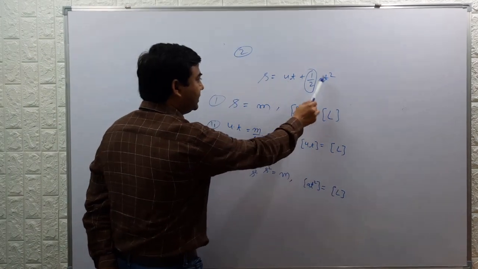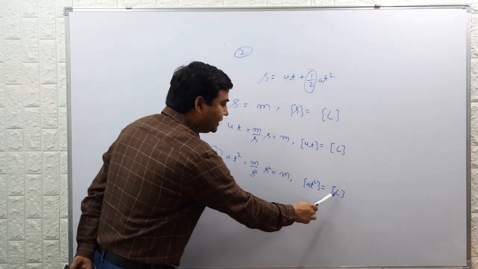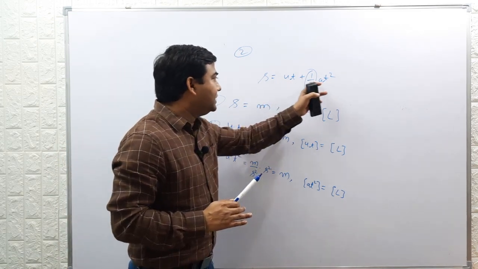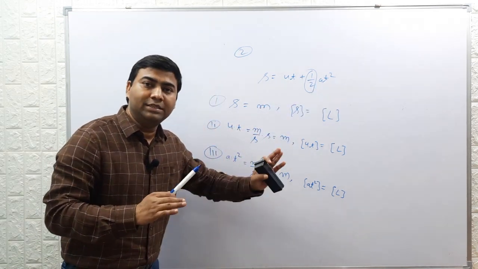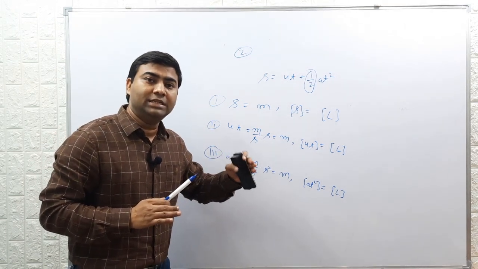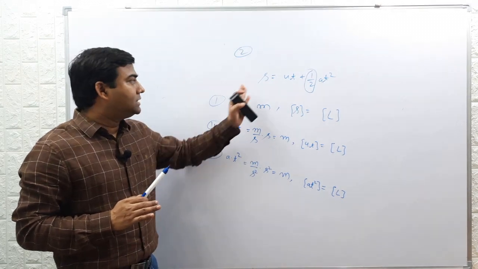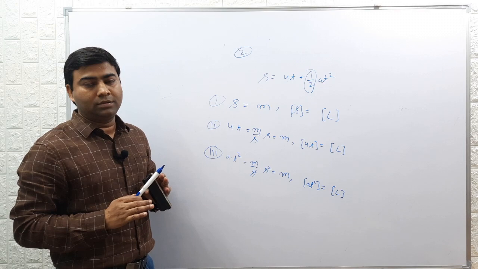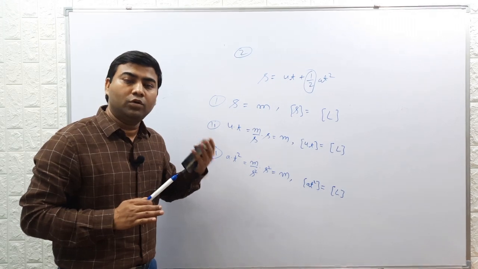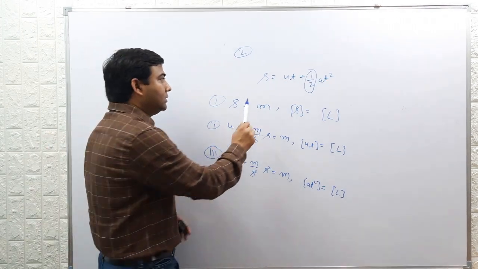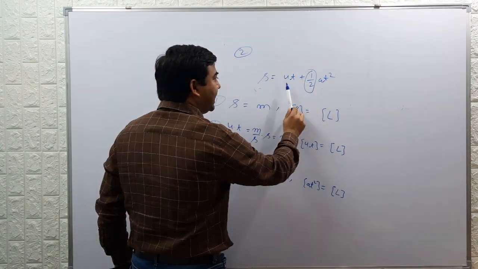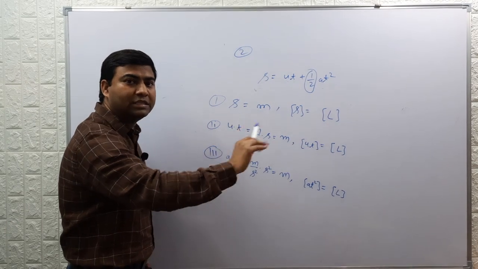S, ut and at square, the dimensional formula of every term is L. As every term has the same dimensional formula, hence the principle of homogeneity is met here. Hence this equation is dimensionally correct. An equation is dimensionally correct only when it obeys the principle of homogeneity, that is, the equated terms have the same dimension and the terms which are being added or subtracted have the same dimension.